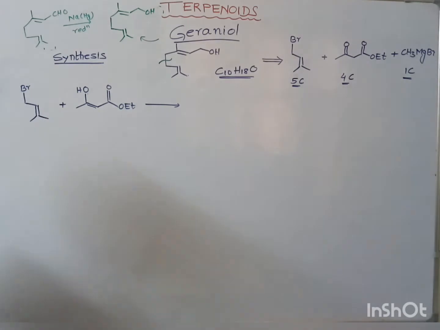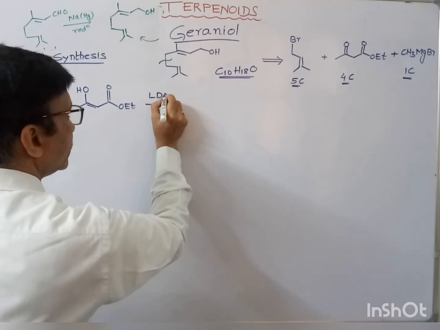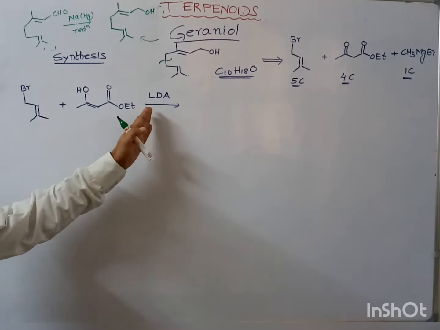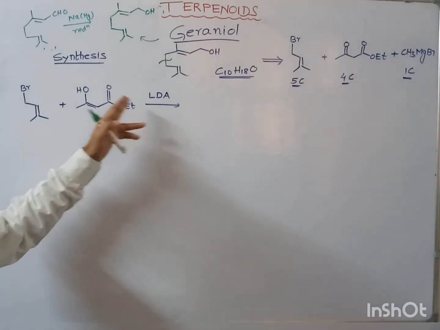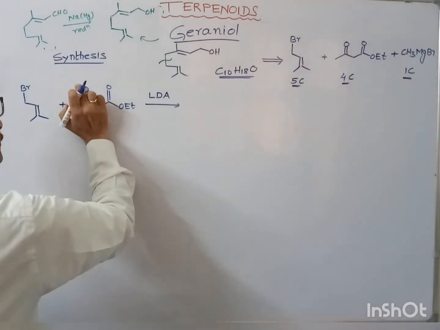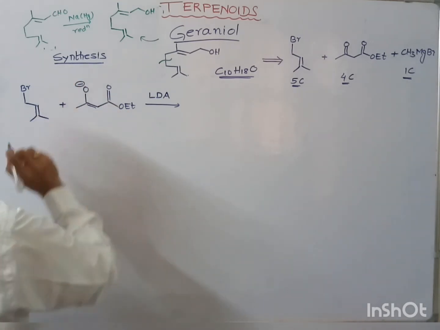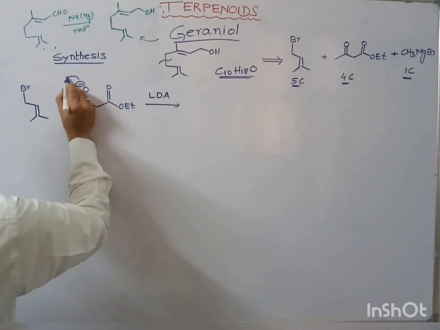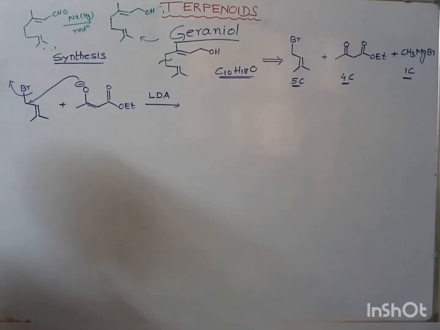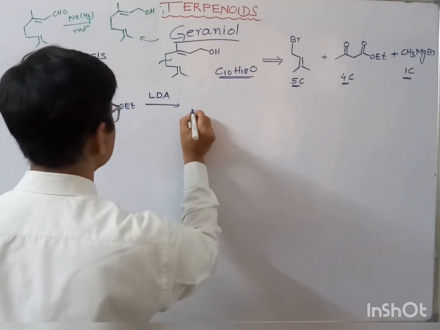Now what we can do, in presence of some base, suppose lithium diisopropylamide, LDA, this is one of the strong bases, it can abstract one of the hydrogens from here. So after abstracting one of the hydrogens from here, we will have the negative charge here, and this negative charge will attack over here, and this bromine will leave. Okay, so what we will get here, so I may write the product.